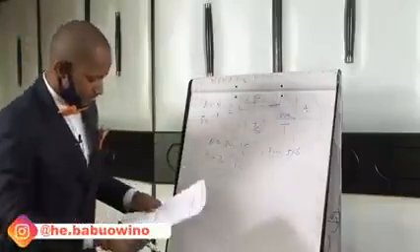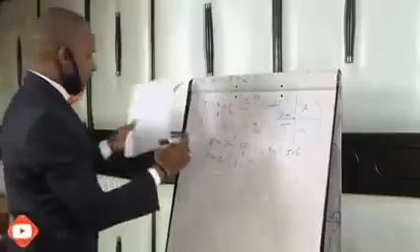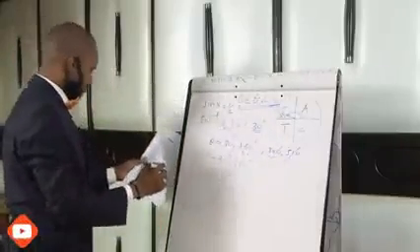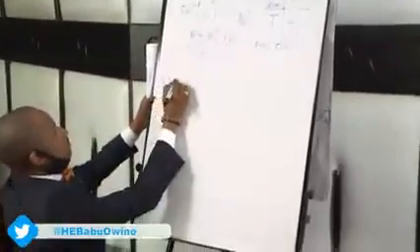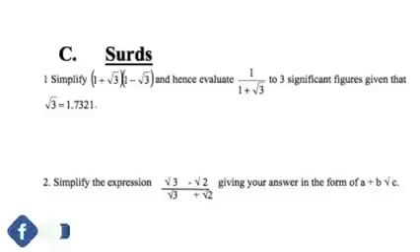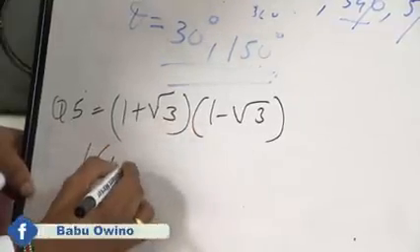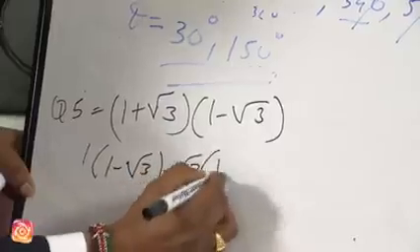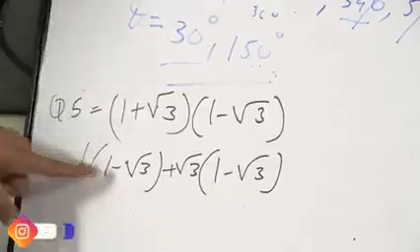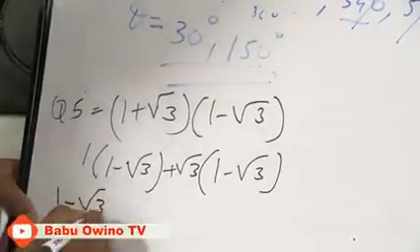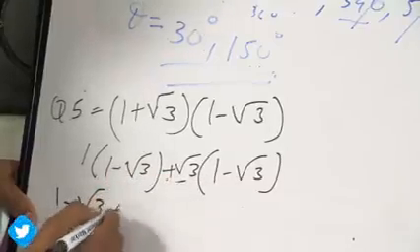Our next question is on surds. This is question number 5. We are told to simplify (1 plus root 3) into (1 minus root 3). These surds, 1 plus root 3 and 1 minus root 3, are conjugates of one another. Therefore, you just expand it. When you expand it, you write 1 into (1 minus root 3) plus root 3 into (1 minus root 3). 1 times 1 is 1, minus 1 times root 3 is root 3, plus root 3 times 1 is root 3.